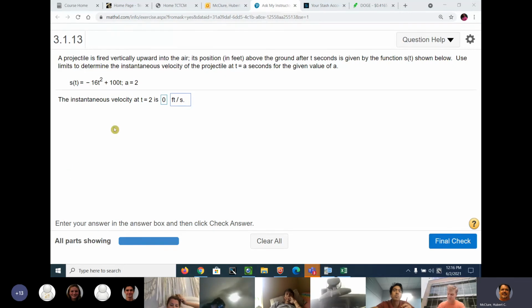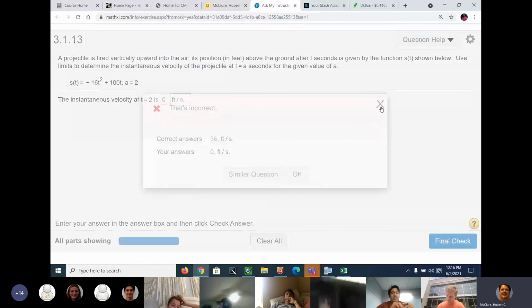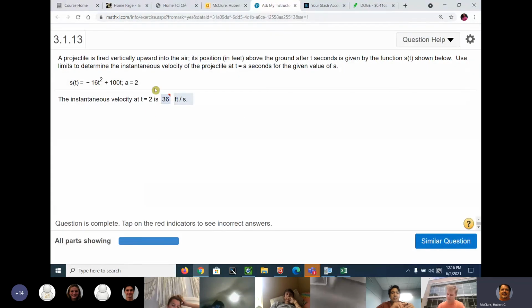Now, 0 feet per second. I don't think that's true. No, I didn't think so. Because when you plug in 2, you should get the answer. 2 squared is what? 2 squared is 4. 4 times 16 is 64. Yeah, that would be the instantaneous velocity at. Determine the instantaneous velocity of the projectile at t is equal to a seconds for the given value of a.